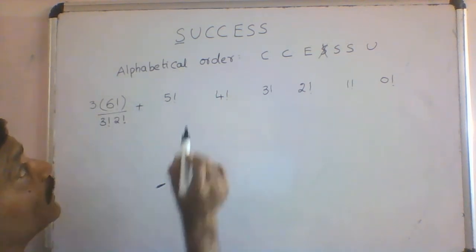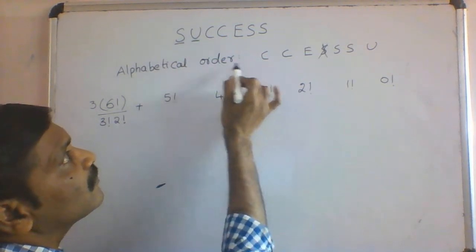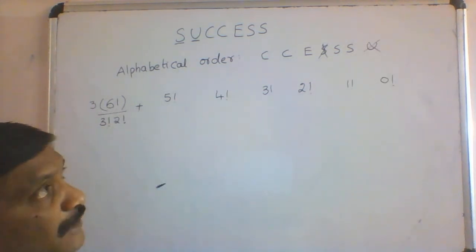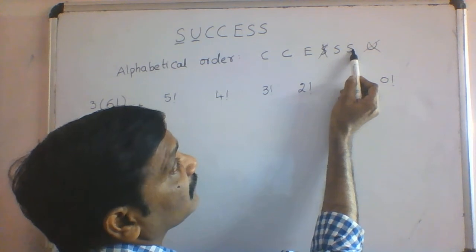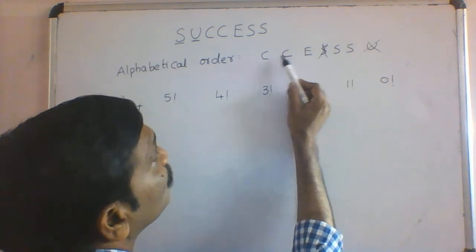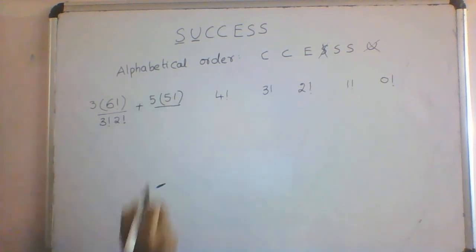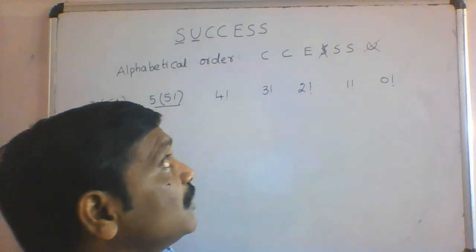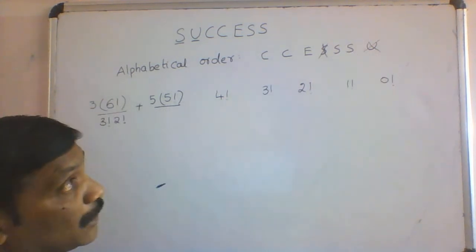Next, in alphabetical order, the next required letter is U. In the alphabetical order, where is U? Here. You strike it off. And see the number of letters before that which are unstruck: 1, 2, 3, 4, 5. So keep 5 first of all here. And to write the denominator factorials, including U, see how many repetitions are there, you have to count.